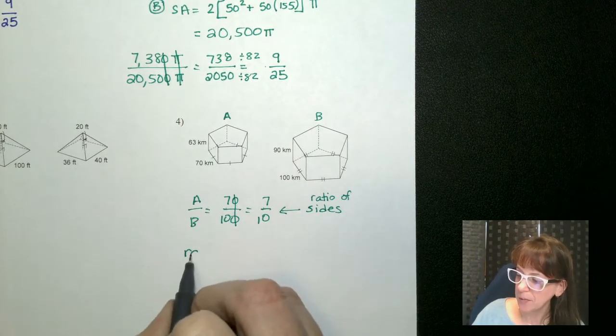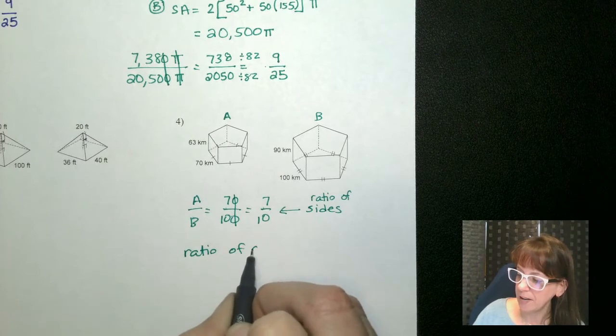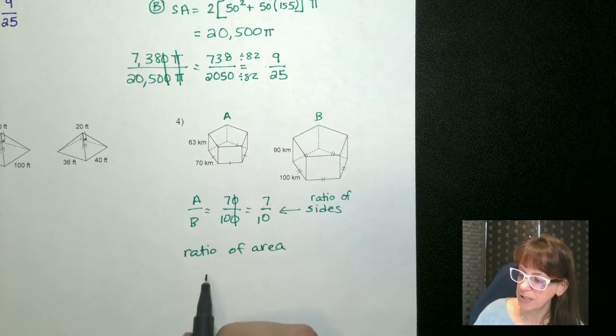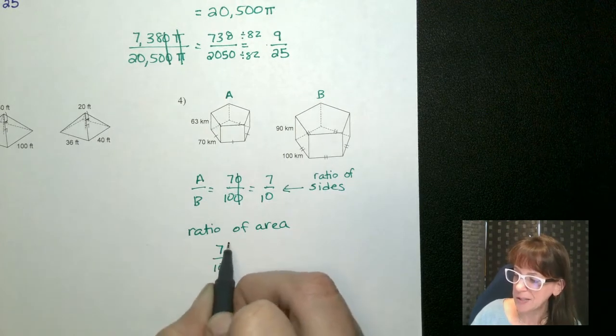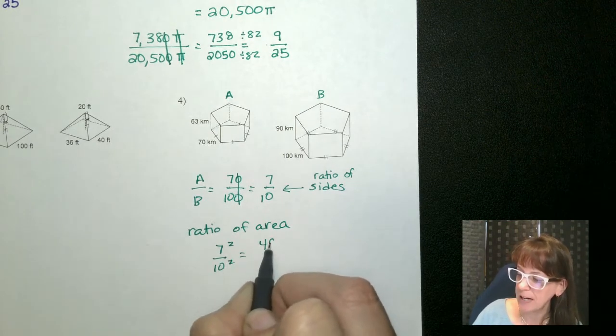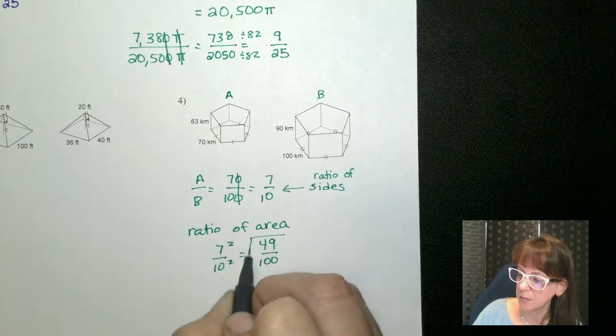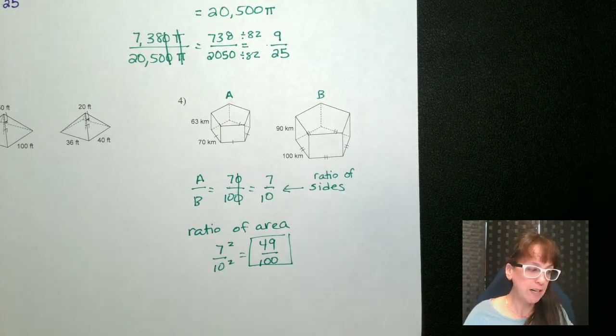Now, the ratio of area, remember, we just take the ratio of the sides, which is 7 over 10, and we square it. So we get 49 over 100. So the ratio of the area would be 49 over 100.